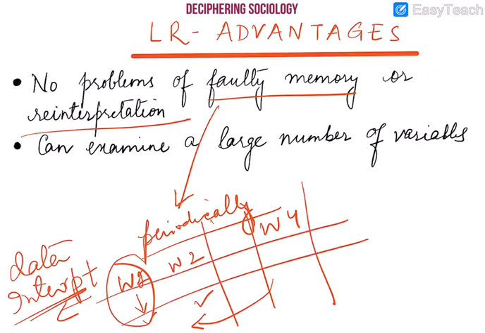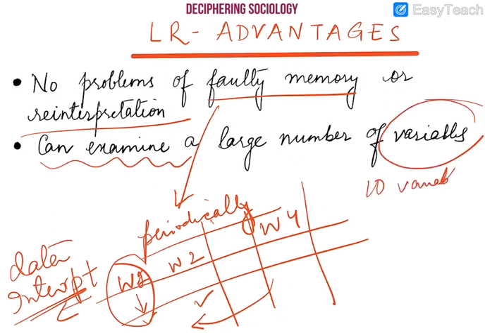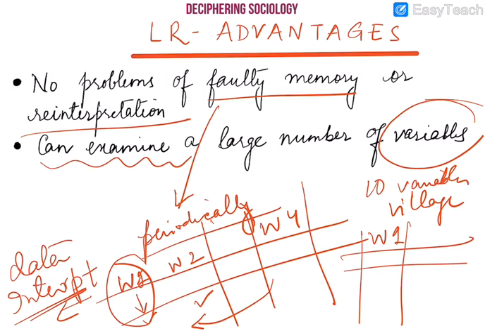Here, the advantage of longitudinal research is that it can examine a large number of variables. I can choose 10 variables about that village, and in week 1 I will note down my observations of all the 10 variables. Similarly, week 2, week 3, like that I can do it on a periodic basis. So this is the advantage of the longitudinal method.